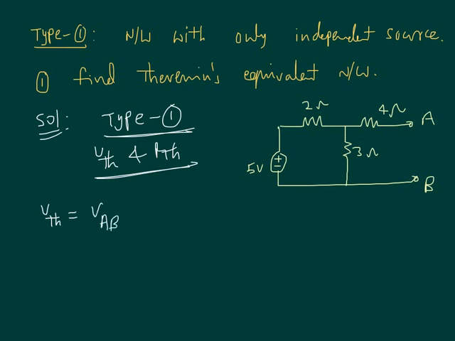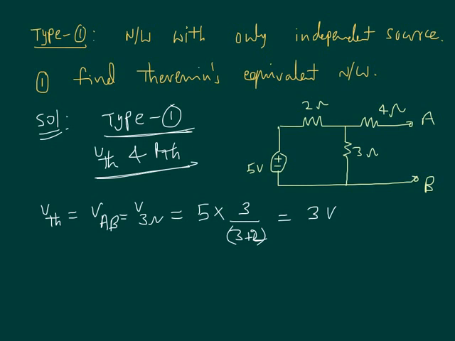VAB is open here, so the current will flow up to here, and this is open, so the current will flow here only. The current through 4 ohms is 0 because here it is open circuit. So current will flow through 2 ohms and 3 ohms only. So the voltage across AB is nothing but the voltage across 3 ohms. Voltage across 3 ohms is, as per the voltage division formula, 5 into 3 by 3 plus 2, that equals 3 volts.